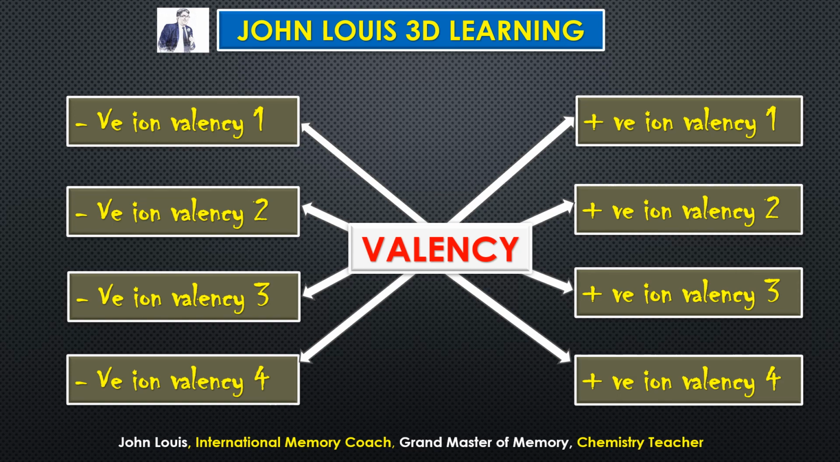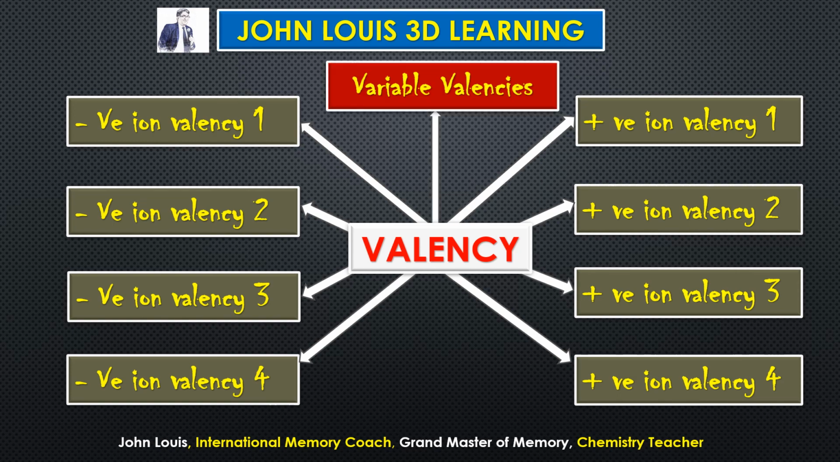And in this presentation what we are going to see is ions with variable valencies. Some of the positive ions are having variable valencies. Some of the negative ions are also having various valencies. What are they and what are their symbols and formulas and what are their various valencies we are going to learn in this presentation.